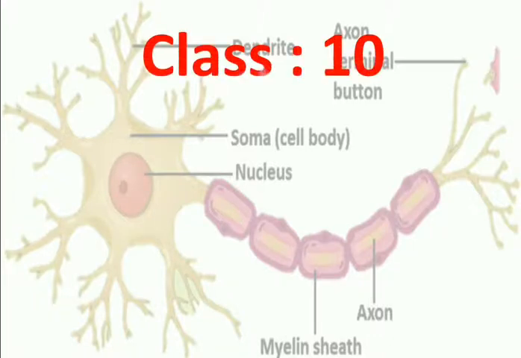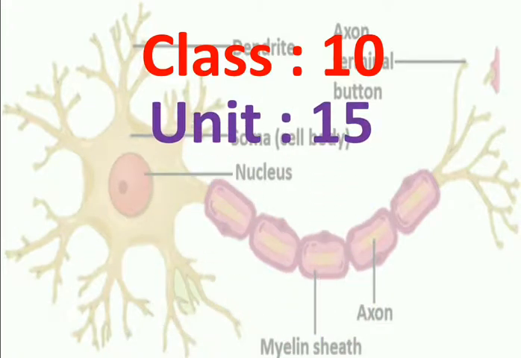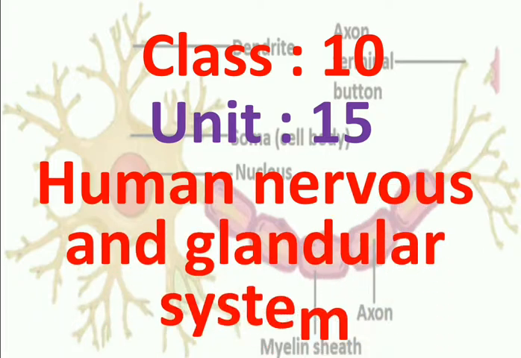Class 10, Unit 15, Human Nervous and Glandular System.